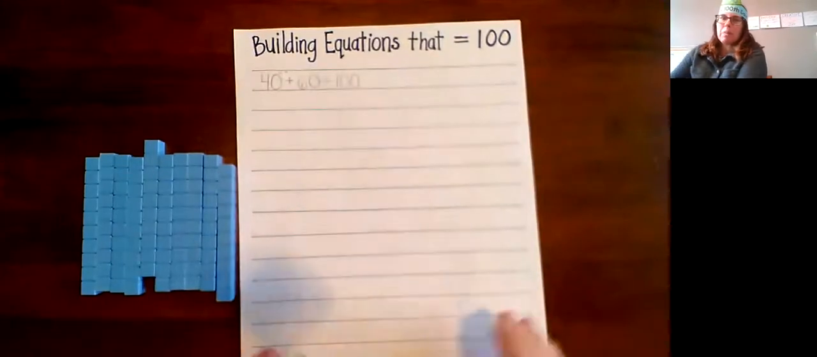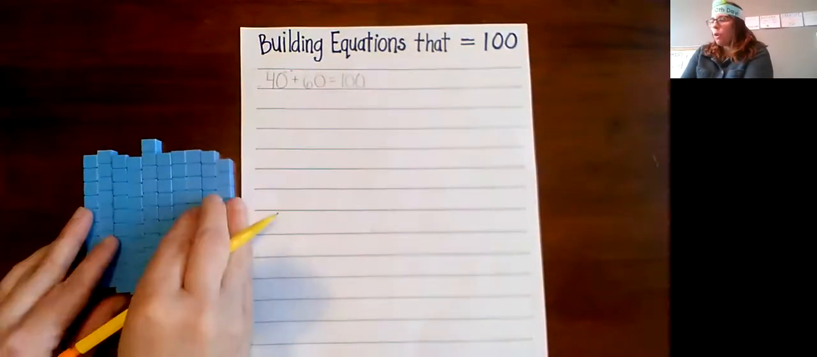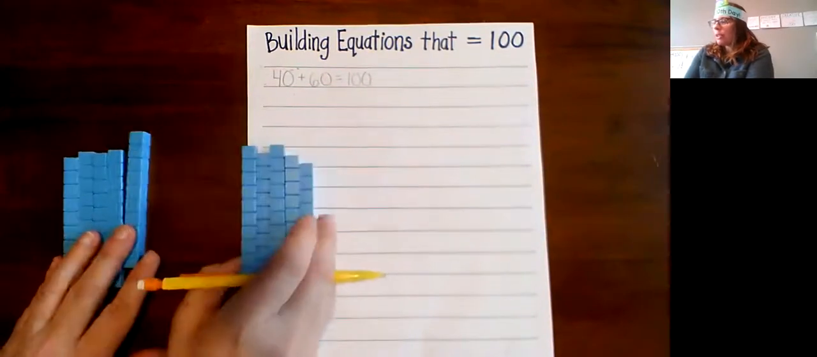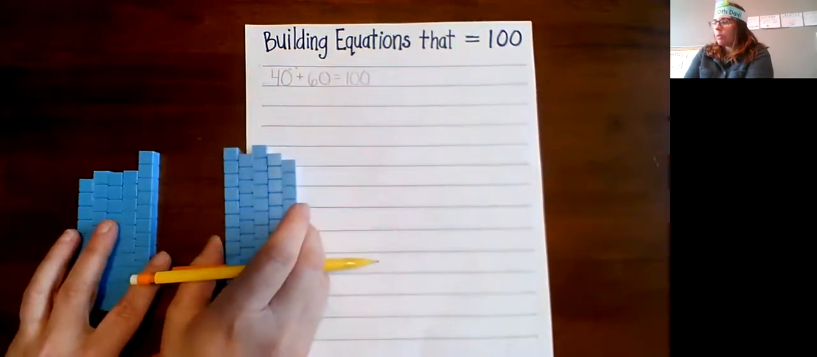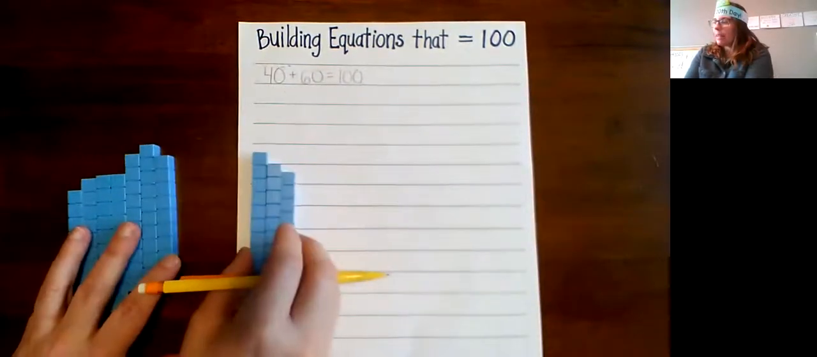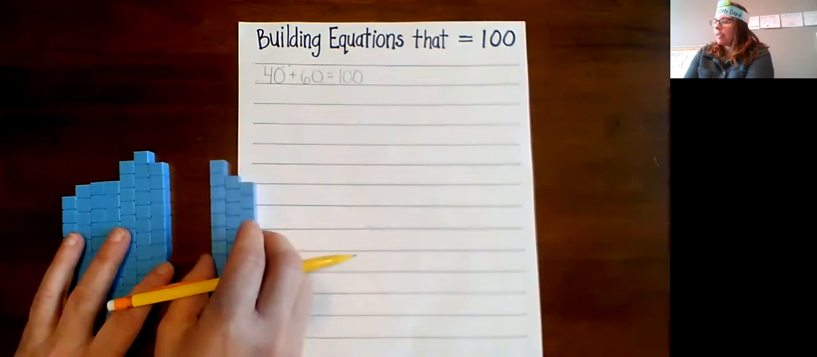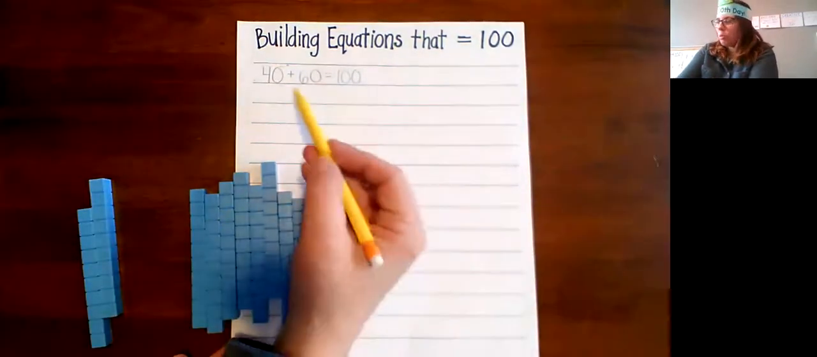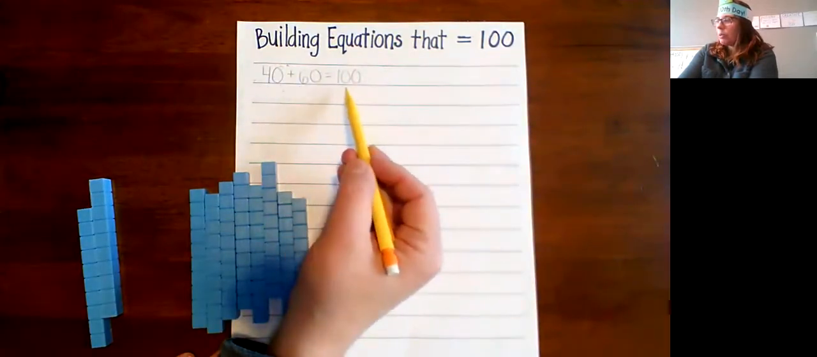Remember parts and wholes, when we were talking about parts and wholes? This is our whole, right? Our whole is 100. If we split it into two parts, part plus part equals whole, we have 100 again. So see how many different ways you can break this up to make 100. Break it into two parts. Record your two parts. Something plus something equals 100.